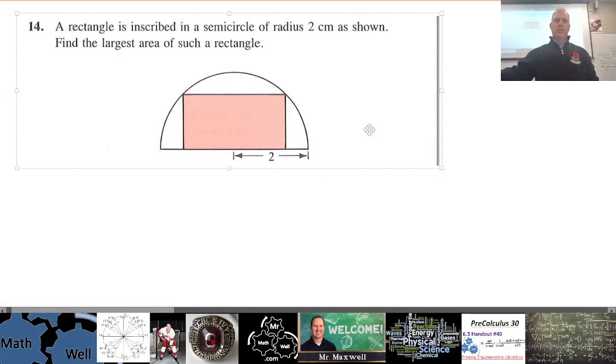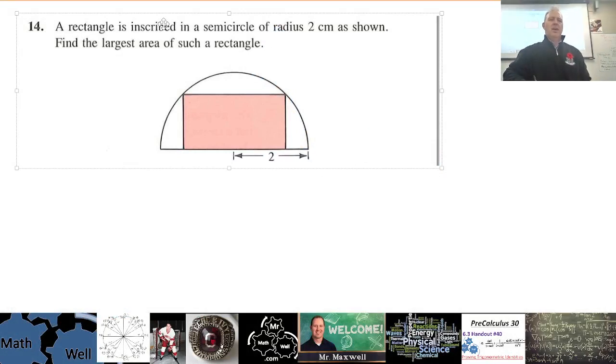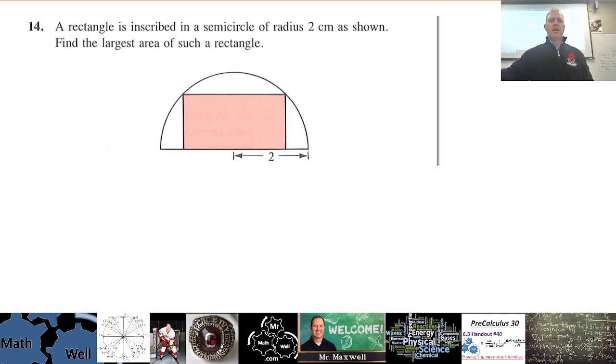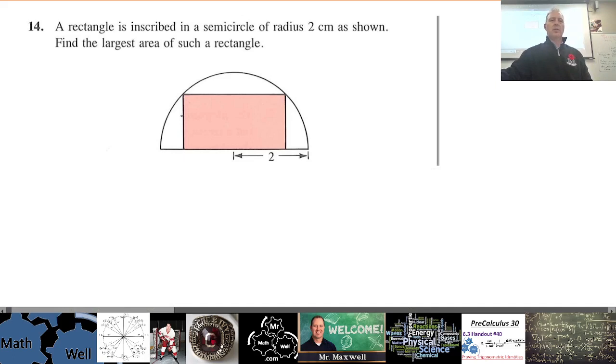All right, so this is section 4.4, Calculus 30. Question number 14, optimization problem. It says this: a rectangle is inscribed in a semicircle. So inscribed means it's inside, and not only that, but the vertices would be touching the circle.